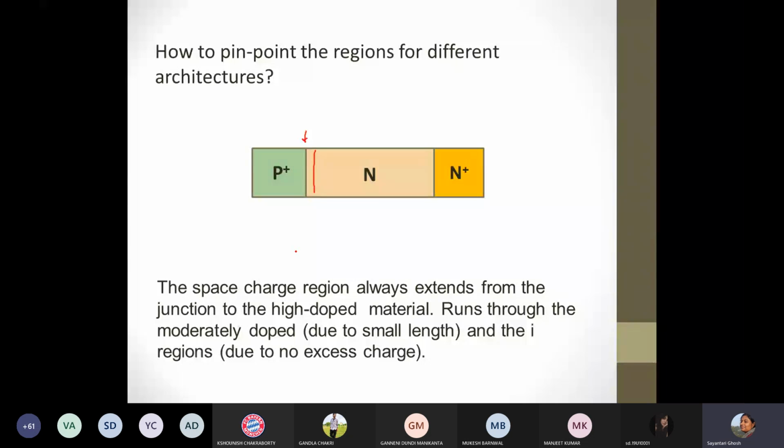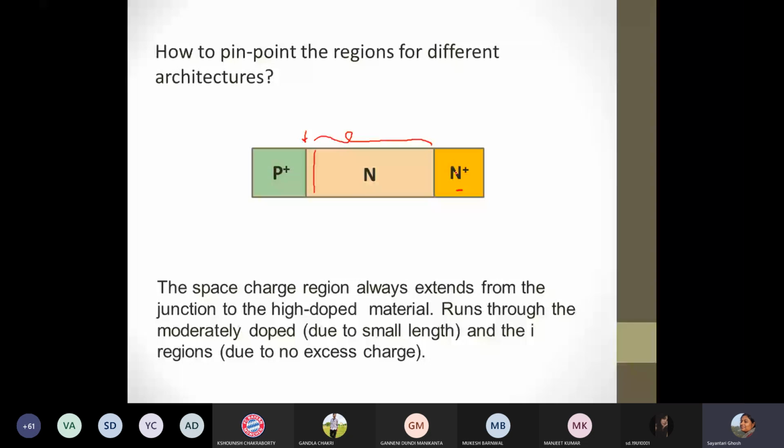Okay, and the space charge region will always extend from this junction to the junction where you have this very highly doped end. So through the entire length of the moderately doped or I type, that is intrinsic type semiconductor, you will have your space charge region. This entire region is your space charge region, and that is equivalent to your drift region. So this is how far your carriers have to travel if they want to reach the N plus side.